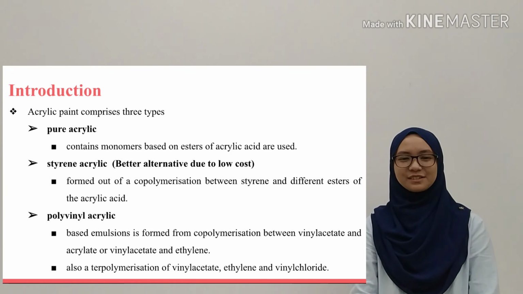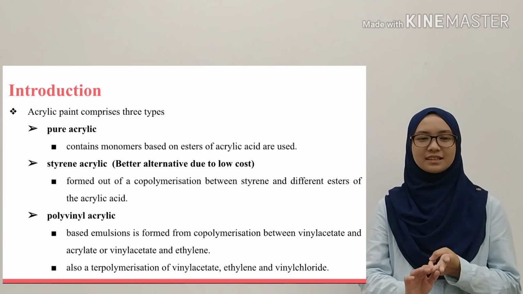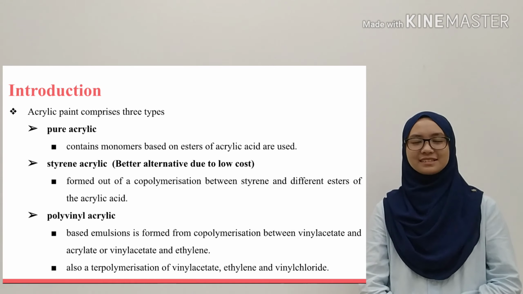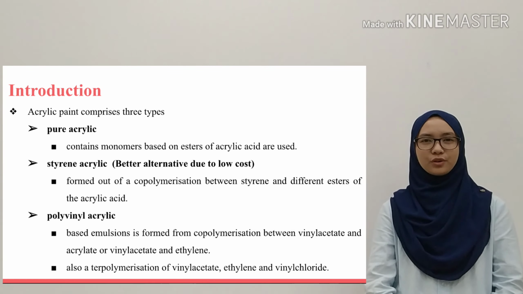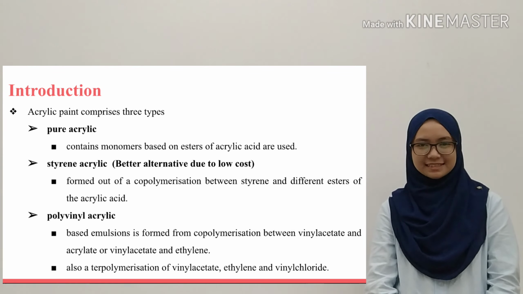Acrylic paint comprises three types, which are pure acrylic, styrene acrylic, and polyvinyl acrylic. Pure acrylic contains monomer based on ester of acrylic acid, while styrene acrylic is formed out of copolymerization between styrene and different esters of acrylic acid.